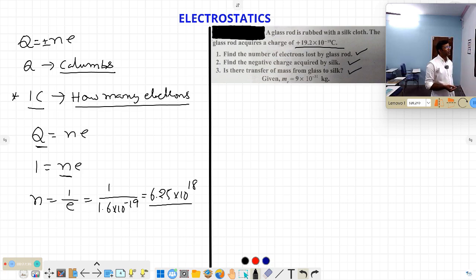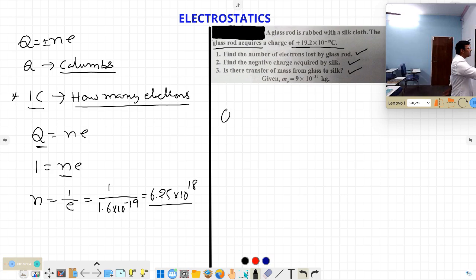First, we have to understand that when the glass rod is rubbed with the silk, the glass rod acquires the charge 19.2. A body acquires positive charge when electrons are transferred from one body to the other body; electrons become less and it becomes more positive. So we need to find the number of electrons lost by the glass. Who is losing? The glass rod is losing, because that's why it is getting positive charge.